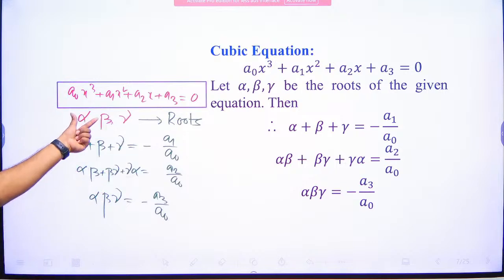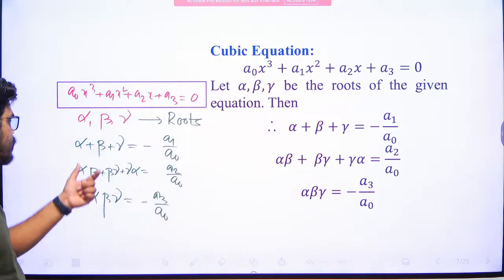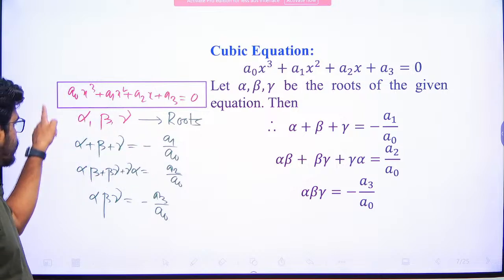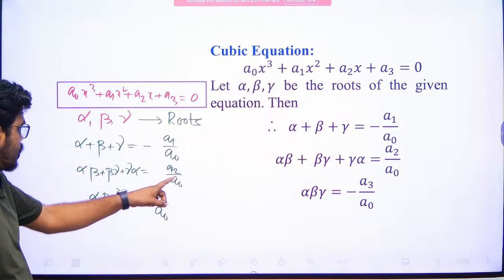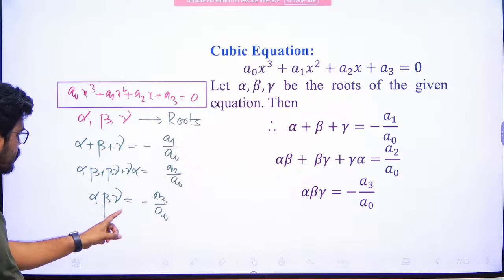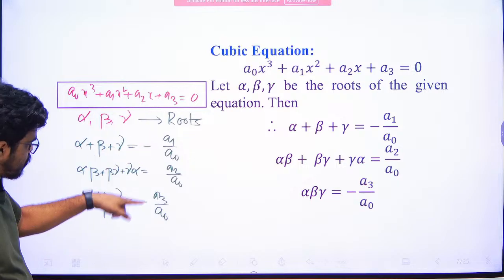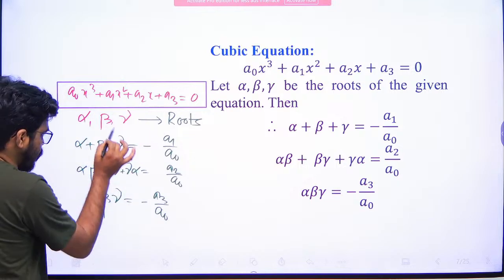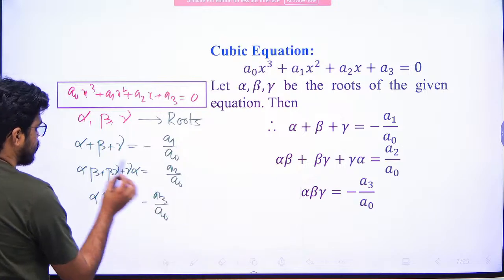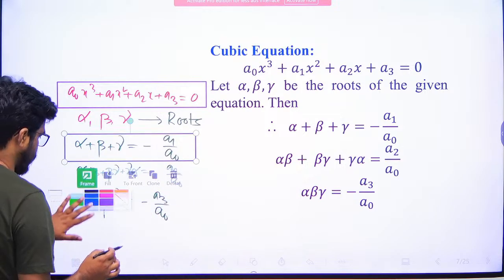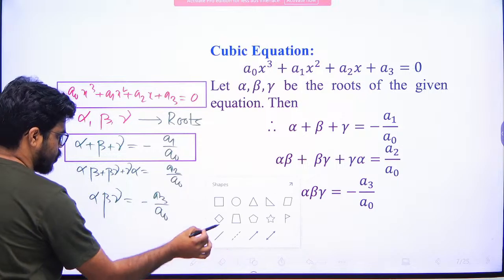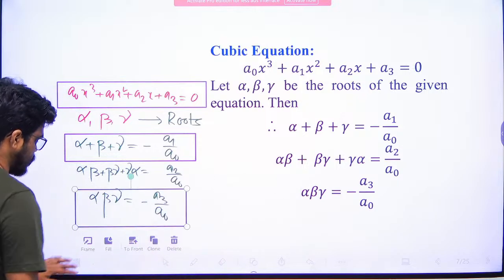Okay, and let alpha beta gamma be the roots of this equation. Then alpha plus beta plus gamma is minus a1 by a0, alpha beta plus beta gamma plus gamma alpha is equal to a2 by a0, and alpha beta gamma is minus a3 by a0. So this is the sum of the roots, and this is the product of the roots, ঠিক আছে?